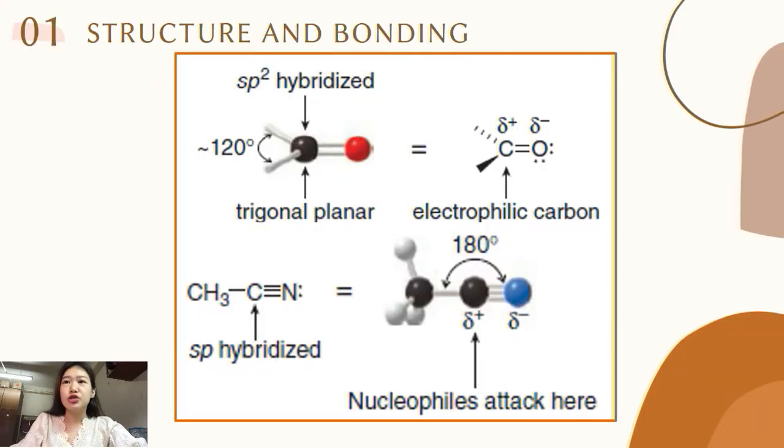Characterization, structure and bonding. The carbonyl carbon is sp2 hybridized and has a trigonal planar geometry, making it uncrowded. The electronegative oxygen atom polarizes the carbonyl group. This makes the carbonyl carbon electrophilic, and it is easily attacked by nucleophiles. The cyano carbon is sp hybridized and has a linear geometry with a bond angle of 180 degrees. The nitrile contains an electrophilic carbon also.